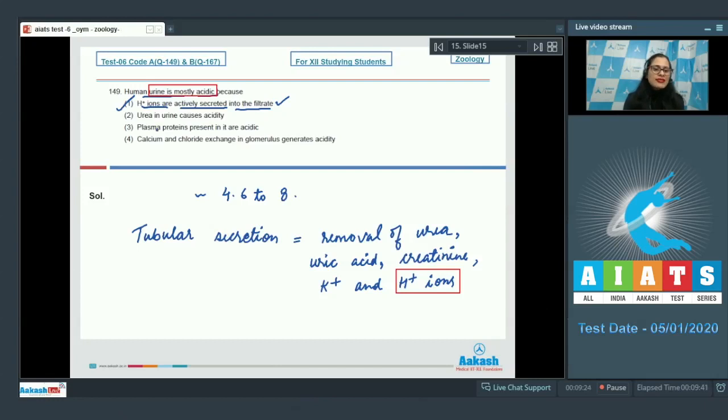Let's discuss rest of the options. The next option is, urea in urine causes acidity. And this is an incorrect option because urine is mostly acidic because of the active secretion of hydrogen ions into the urine. The next option is, plasma proteins present in it are acidic. And this cannot be a correct answer to our question. Plasma proteins in urine is an abnormal constituent of urine. The next option is, calcium and chloride exchange in glomerulus generates acidity. And this is also an incorrect statement. So the correct answer to this question is option number 1. Let's move on to the next question.